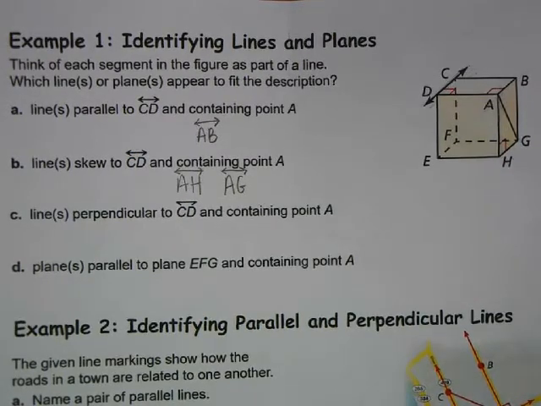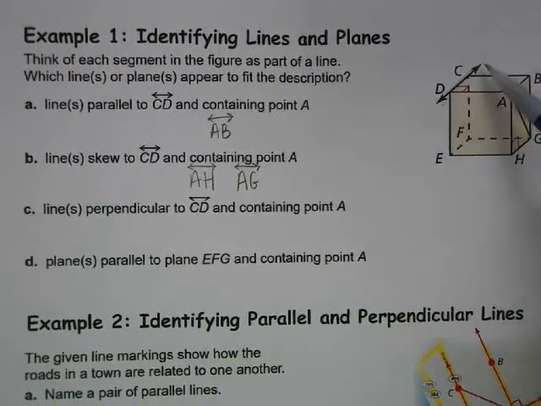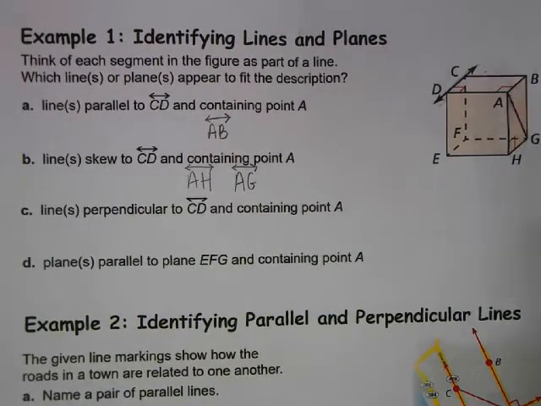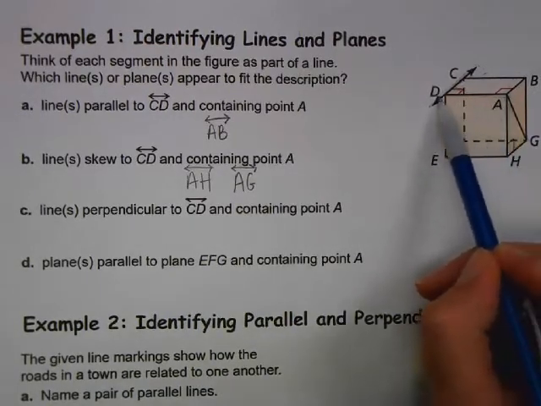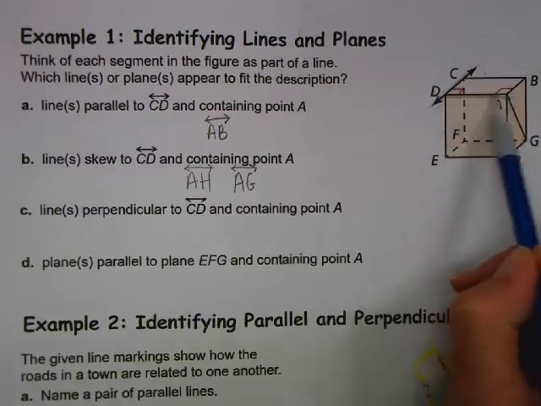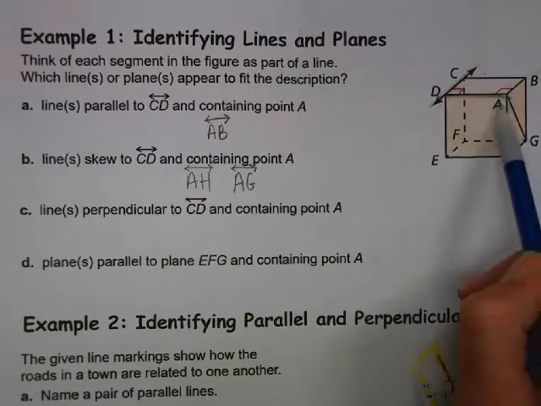All right, C, lines that are perpendicular to CD and contain point A. So looking at line CD, I see a right angle symbol, which means perpendicular. So the line that intersects CD at a right angle would be line AD.